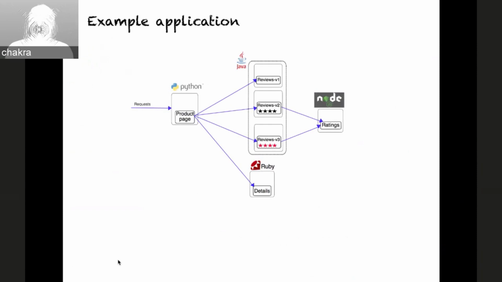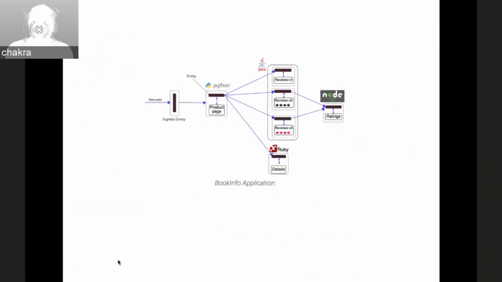When we deploy with Istio, it becomes something like this. You have an ingress which is Envoy, and then you have the product page microservice. Along with that product page microservice, you have an Envoy sidecar container which is sitting in the same pod, and a similar case with all the other microservices. All the communication between these services will happen only through that Envoy proxy.